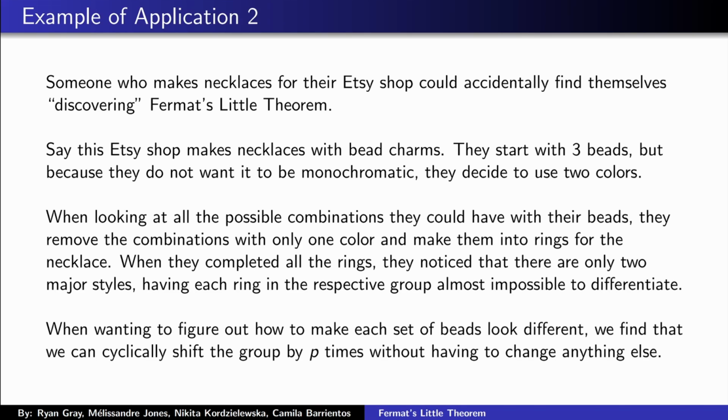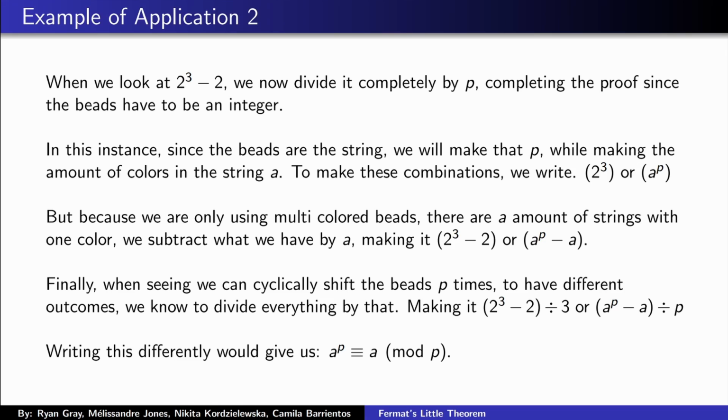When they completed all these rings, they noticed there are only 2 major styles or groups, with each ring in the respective group almost impossible to differentiate. When wanting to figure out how to make each set of beads look different, we find that we can cyclically shift the group by p times without having to change anything else. So when we look at 2 to the third minus 2, we now divide it completely by p, completing the cyclical proof since the beads have to be an integer.